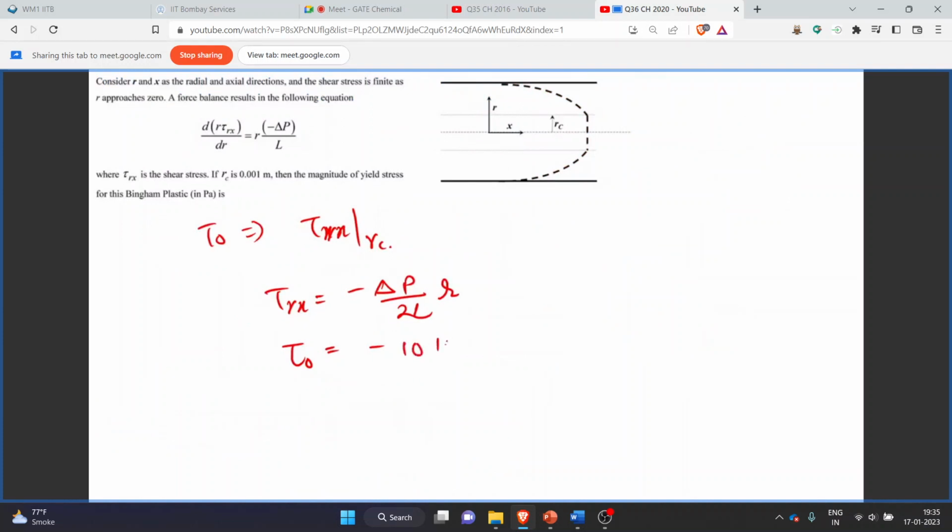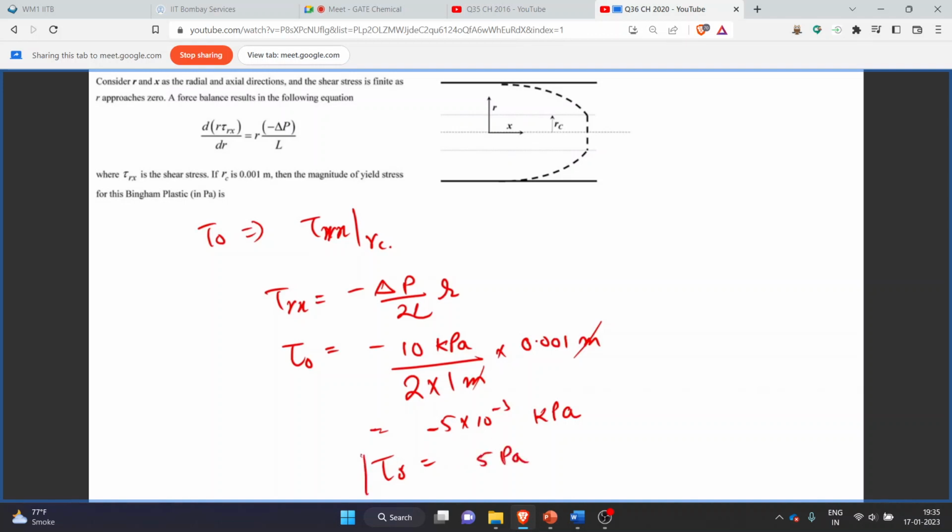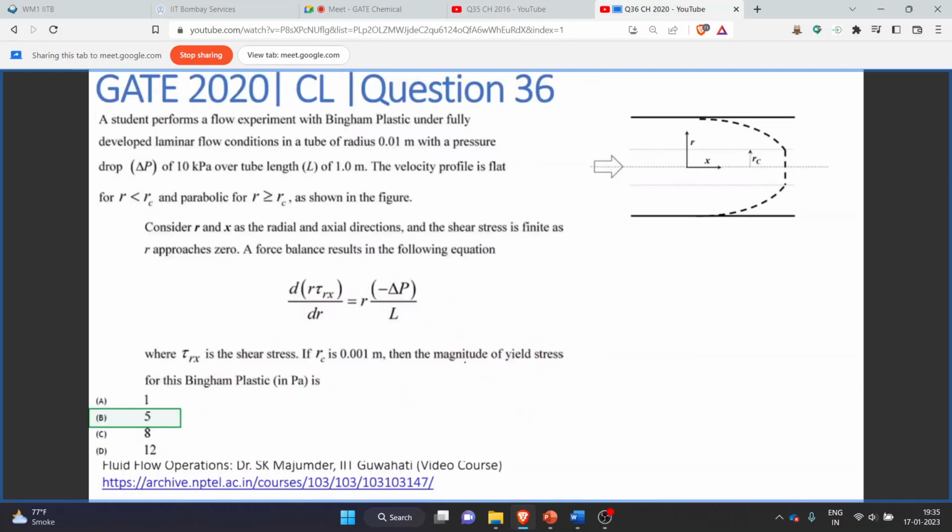So delta p was 10 kilopascal, the length is 1 meter, radius is 0.001 meter. So this unit will get cancelled out, and we will be having 5 into 10 raised to minus 3 kilopascal. That implies the yield stress, if we neglect the sign, will be 5 Pascal. So the final answer, that is the magnitude of yield stress for the Bingham plastic, is 5 Pascal.